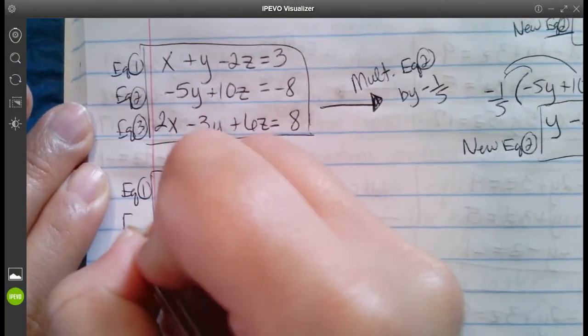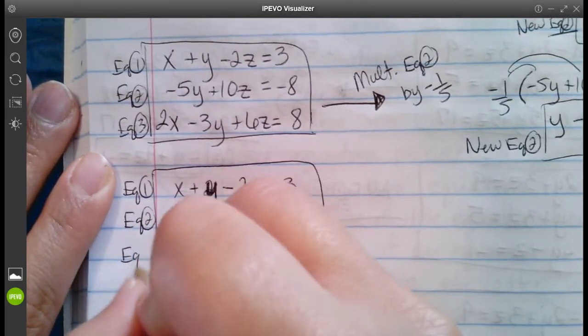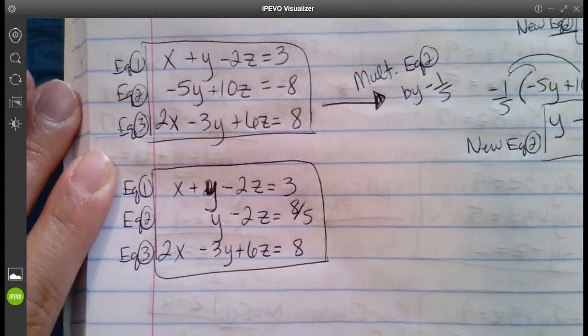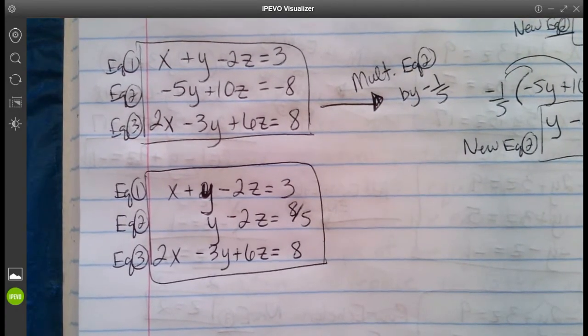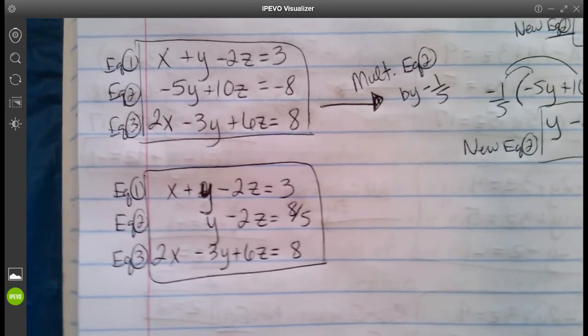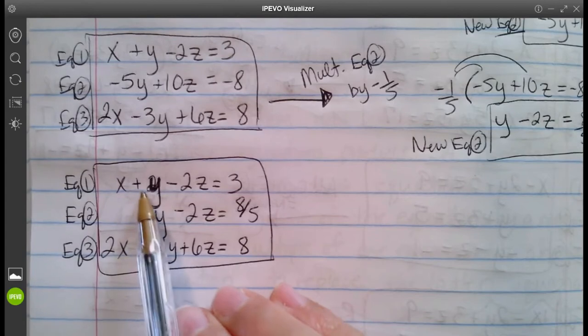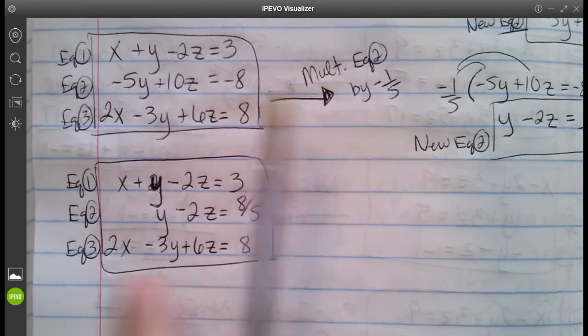Remember, when I say new, I just mean it looks different, because really they're all equivalent because they do have the same solution set. So it's still the same in that respect. Don't get confused with that. All right, so it looks like equation 1 is okay, equation 2 is okay. Now we got to deal with equation 3.